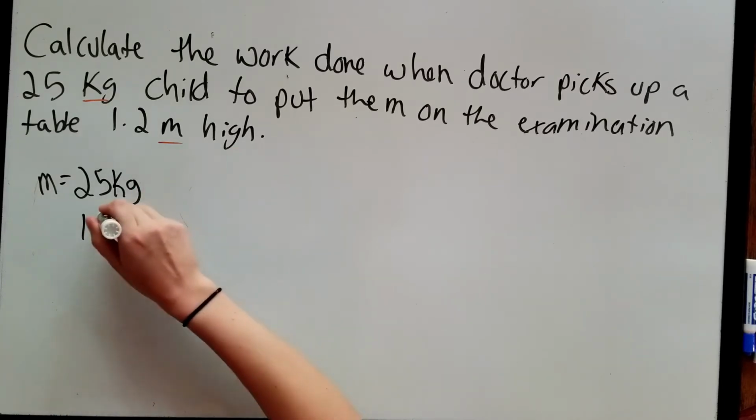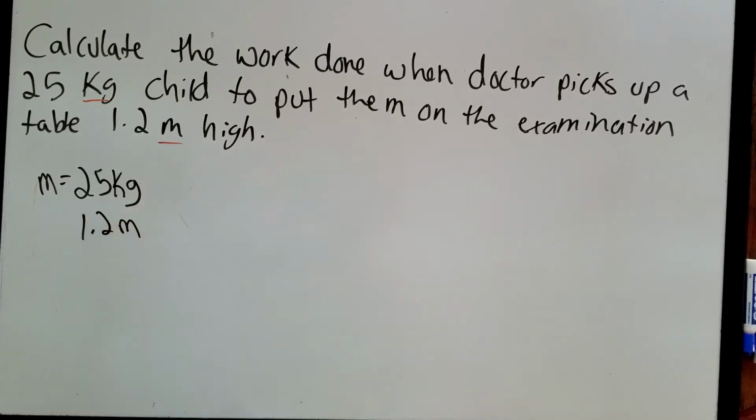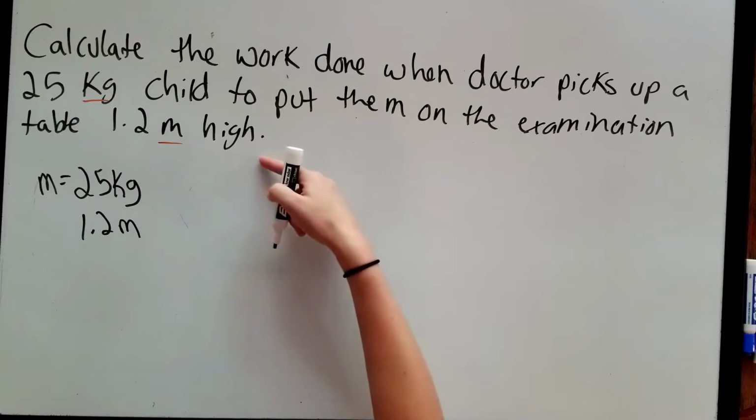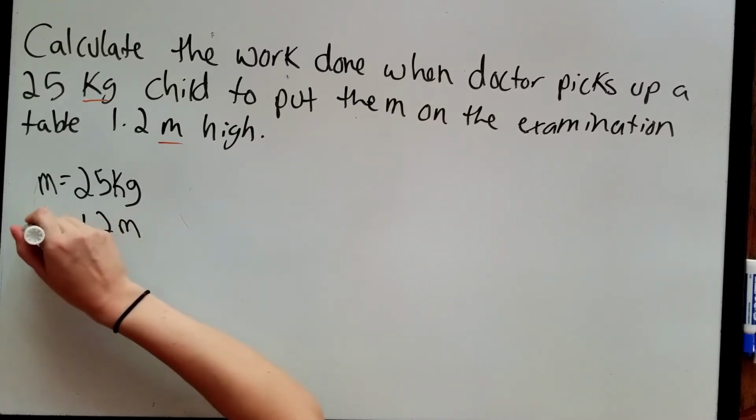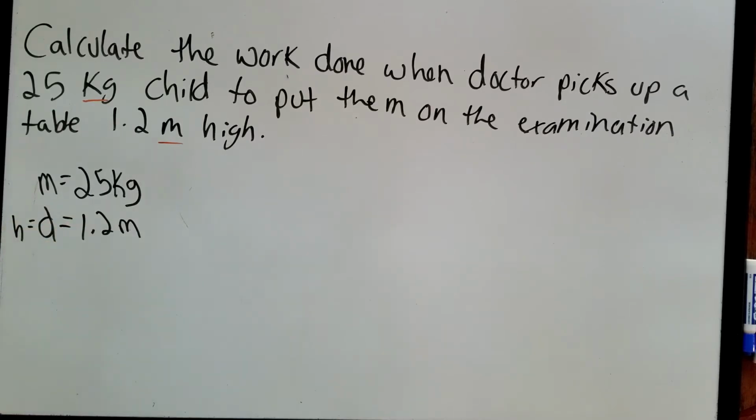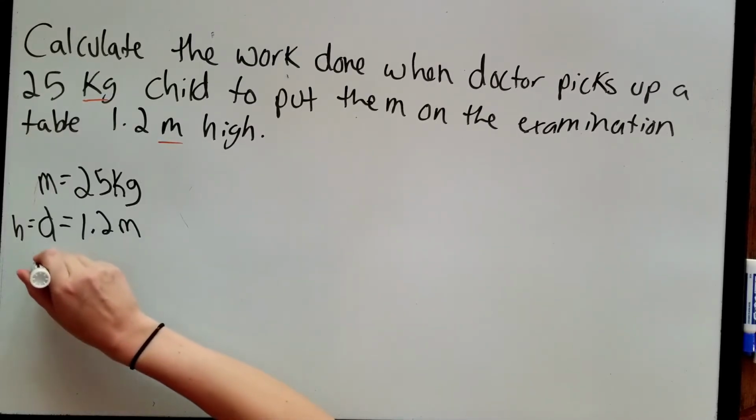It says high. What is that? So it's either going to be a height or a distance. Okay, they both are measured the same. So I'm going to write D, I'll also write an H, because it could be either of those variables depending upon what equation we choose. And that's all it's giving us, and it's asking us to solve for work.